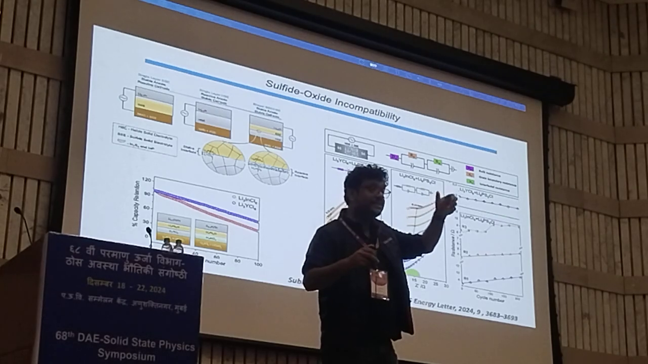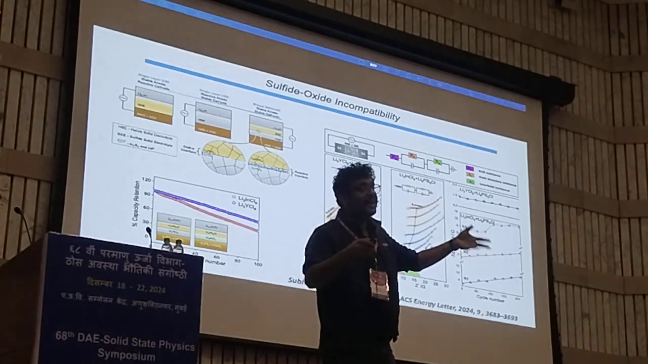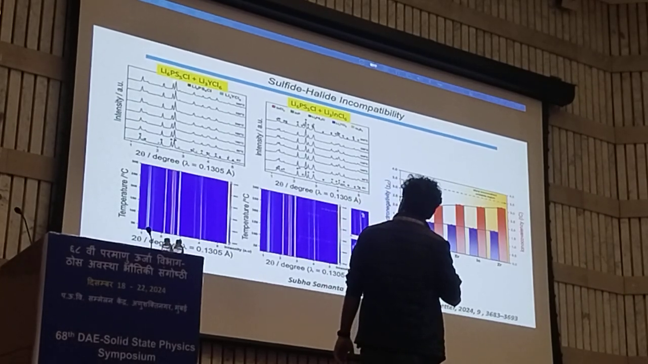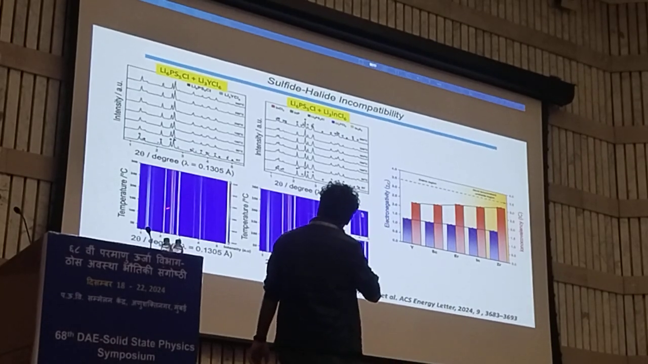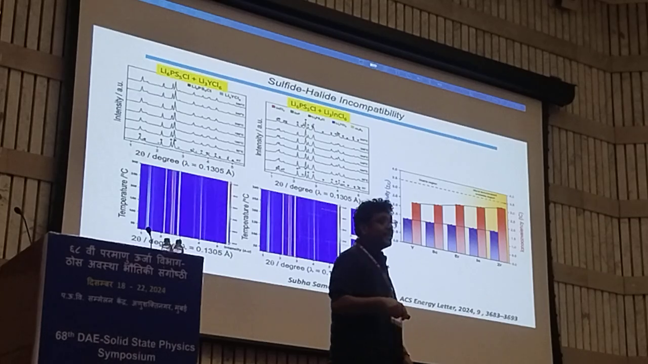So even among the halides and sulfides, there are specific halides which are stable, and there are a few halides which are not stable. And then we did some synchrotron temperature-dependent X-ray with the sulfide and yttrium, where even at high temperature we do not find any kind of new phase, but with the indium we can see there are new phases coming, indium phosphide and others.